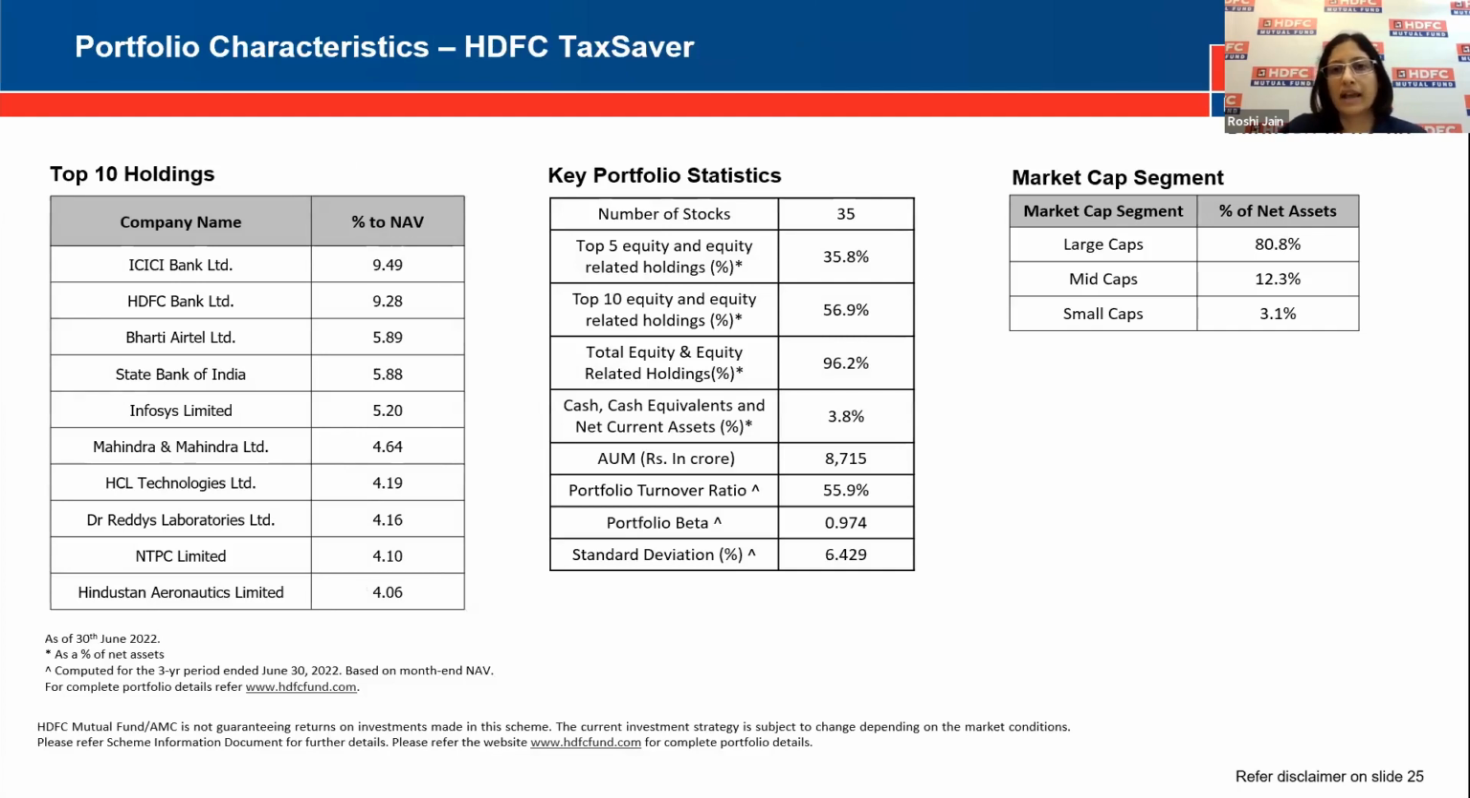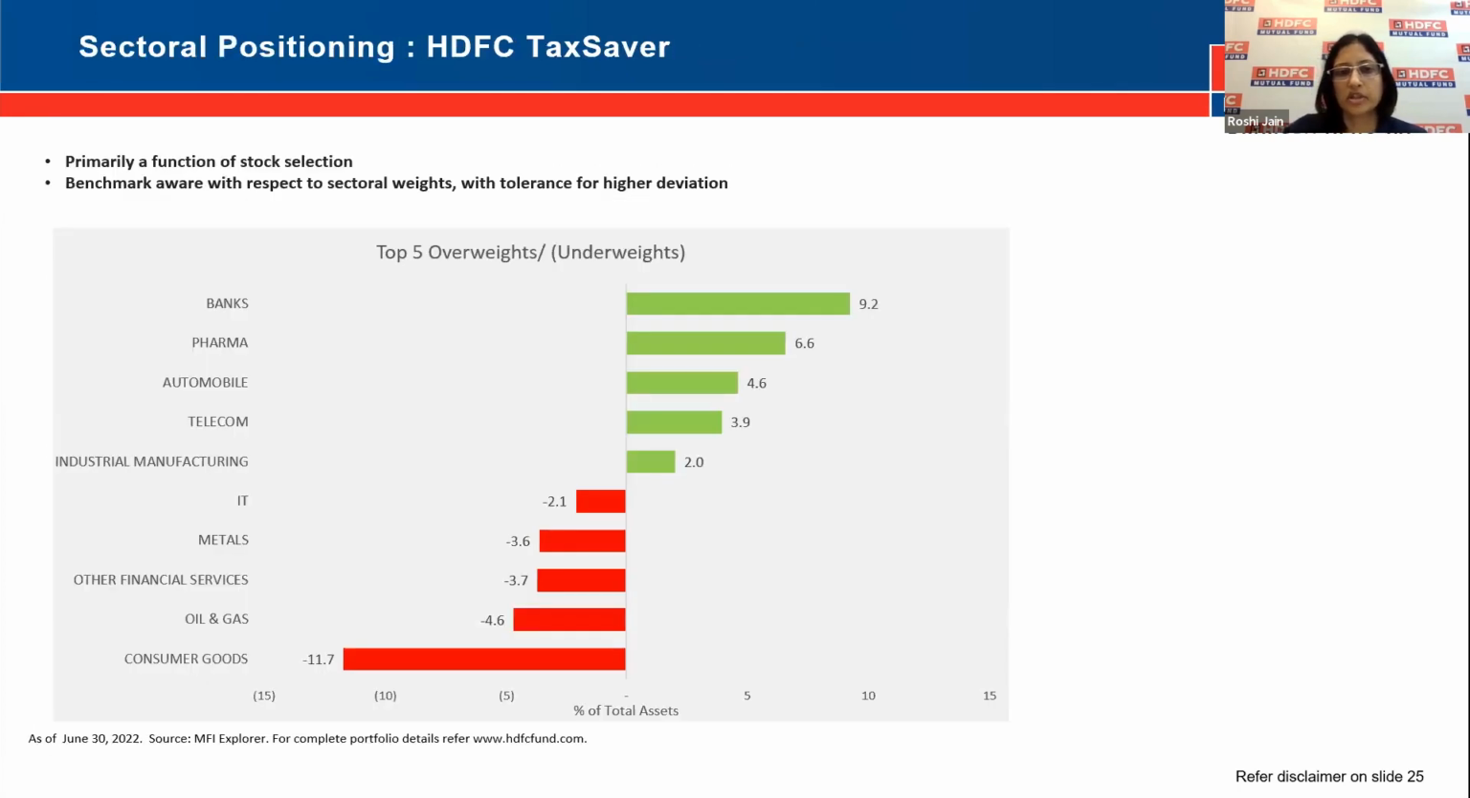This is the portfolio of the TaxSaver. Again, in terms of positioning, you will find pretty much similar positioning with the focus product. You will find overweights on the financial services, the manufacturing sectors, telecom, as well as underweights on the global facing sectors like metals, energy, as well as consumer being an underweight on account of valuation reasons. Again, here, there is a bias in the portfolio towards larger market cap companies.